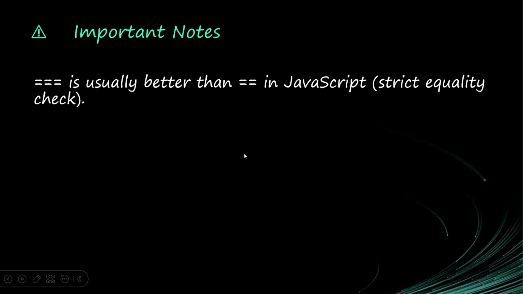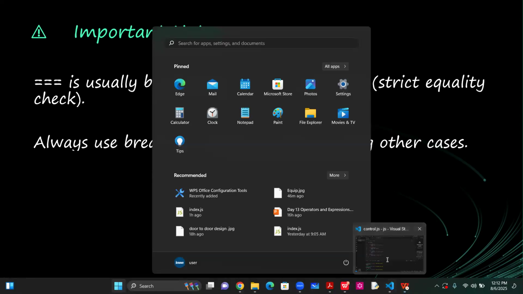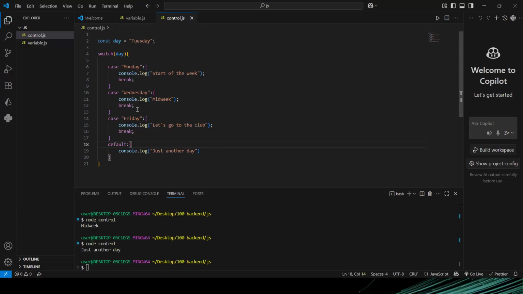So, important notes. Use the strict equality sign in JavaScript anytime you're doing a comparison. Always use it. Always use the break in a switch to stop checking other cases. There's something we call fall-through. Look at what is going to happen if I did not put this break. Let me comment this break out. If I did not put this break and for some reason this value is Wednesday, look at it.